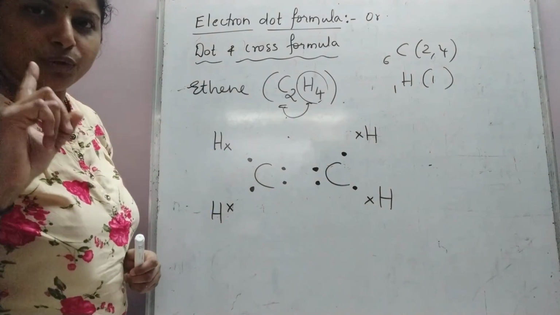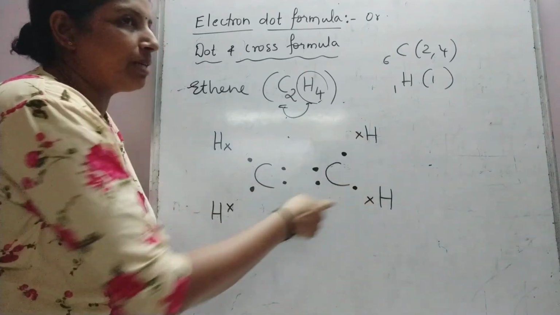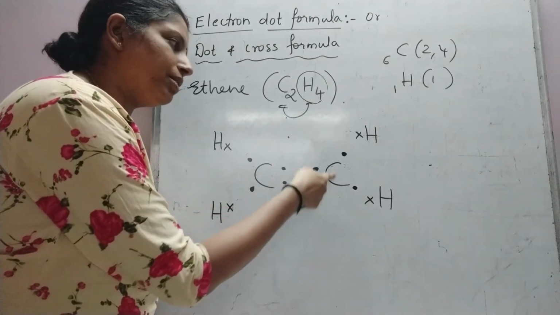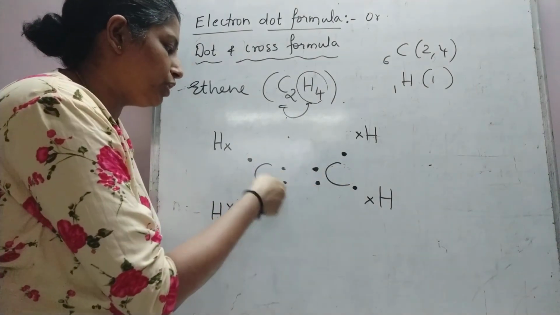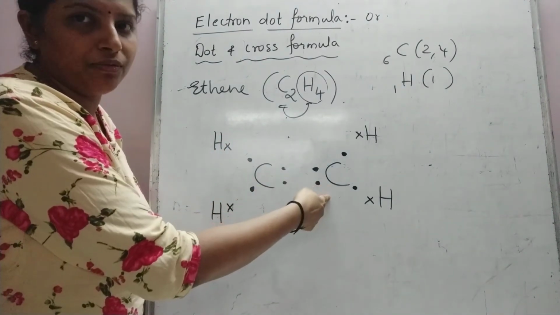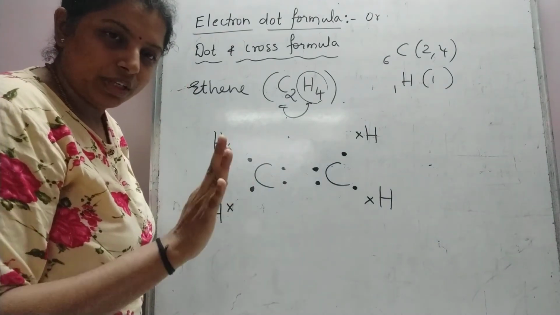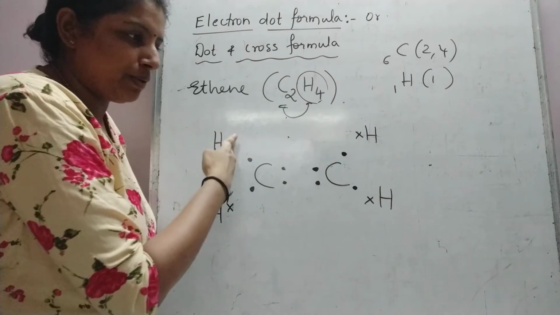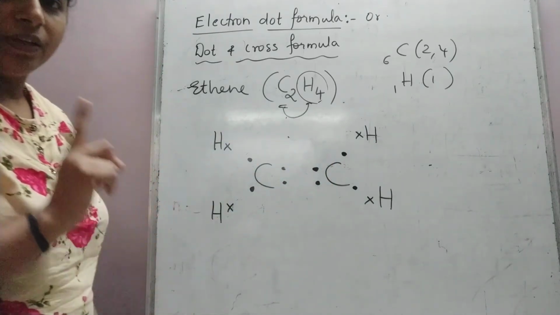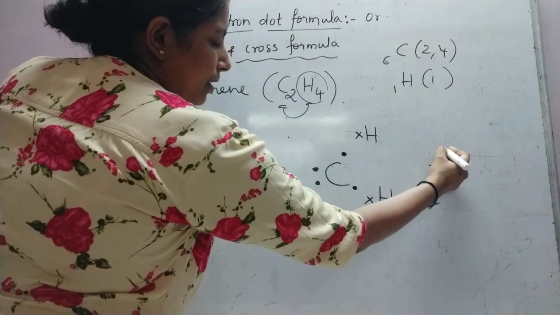Now if you observe carefully, the electrons of all the hydrogen atoms are marked with cross, and the electrons of these 2 carbon atoms are marked with dot. You cannot mark the electrons of one carbon atom with dot and the other carbon atom with cross, because both are carbon atoms. All these are different hydrogen atoms, but their electrons are represented by the same symbol. So remember this.